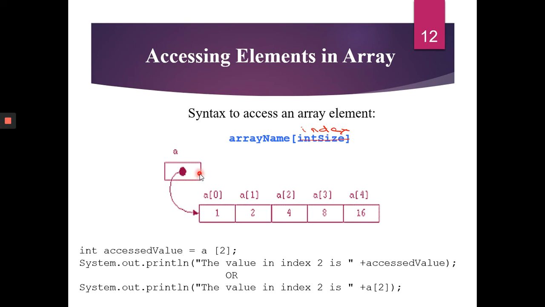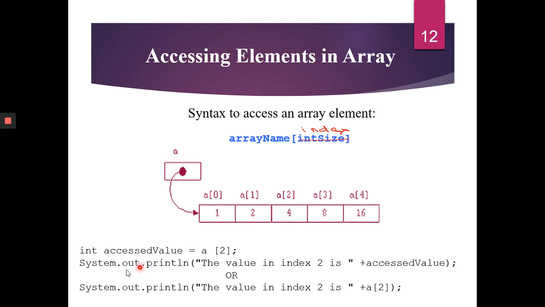Okay, example given here. For example, we have array A and we have 5 elements here. And now we would like to know what is the value at index 2. Okay, index 2 is this one. So from our knowledge, we know that the element in index 2 is 4.